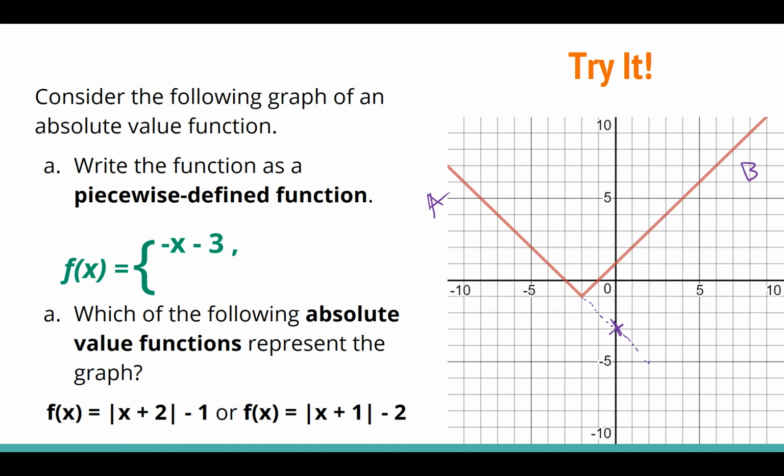The domain is where do you see it? I see this line stop being graphed right here. That is at an x value of negative 2. So all of your x's, domain is x's, all your x's are less than or equal to negative 2.